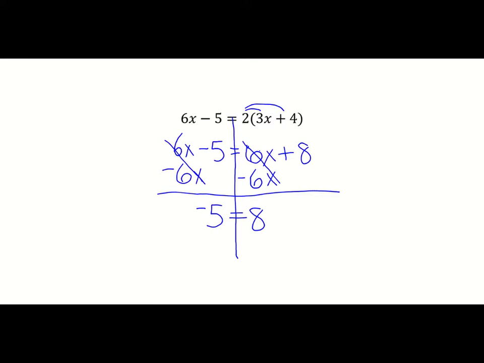You want to ask yourself, is that true or false? So negative 5 equals 8. Well, that's false. They are not the same number. And anytime it's a false statement, we call that no solution. So no solution would be our answer to this problem.